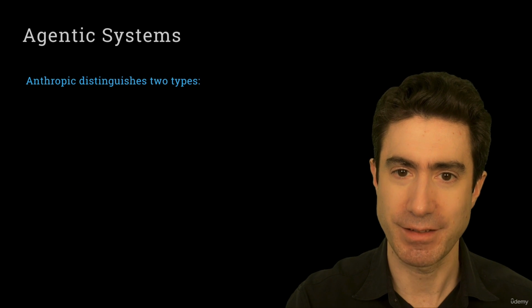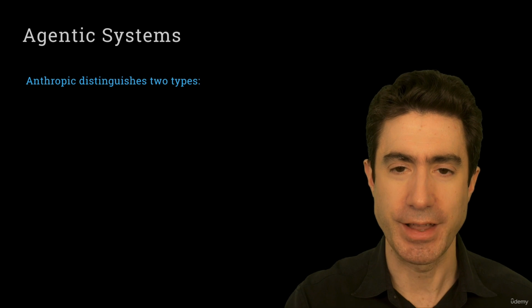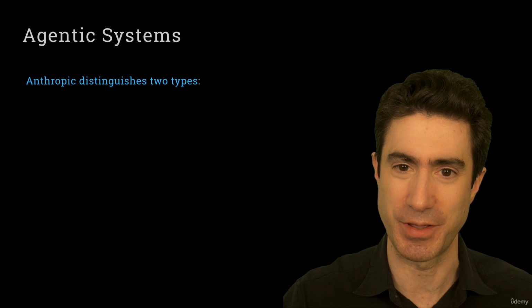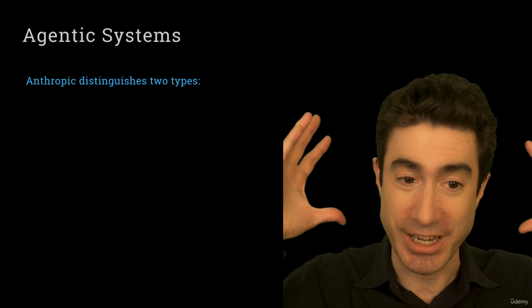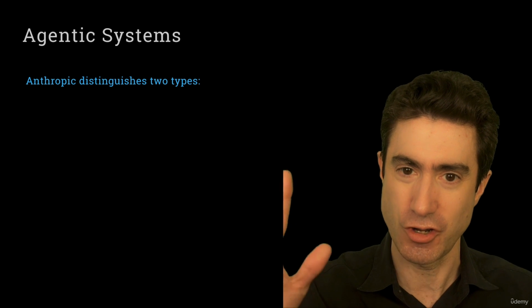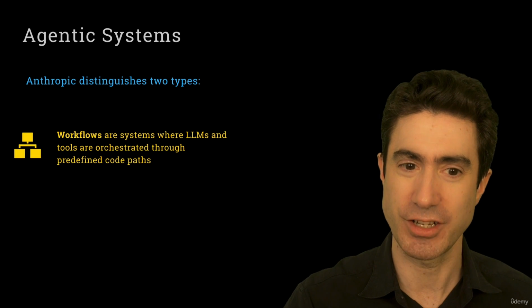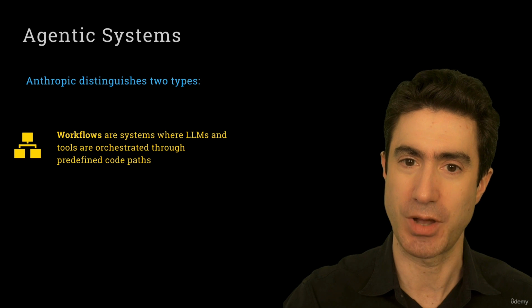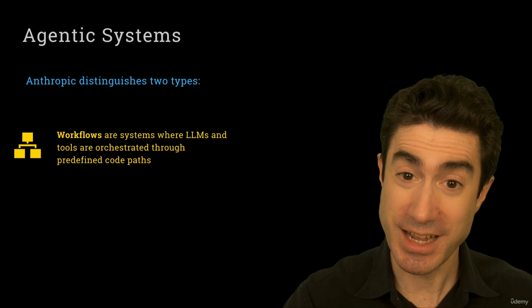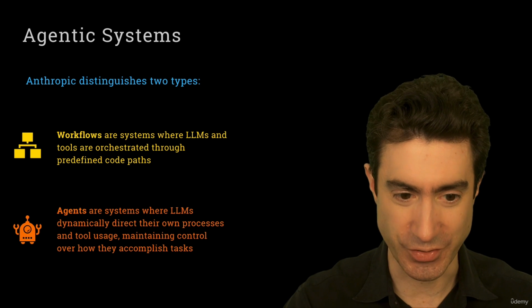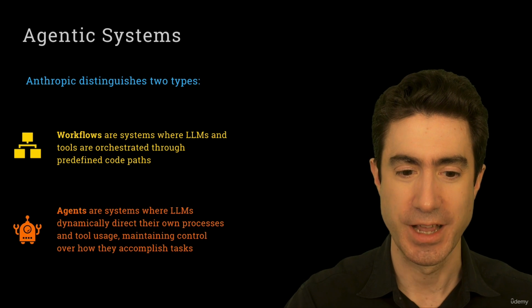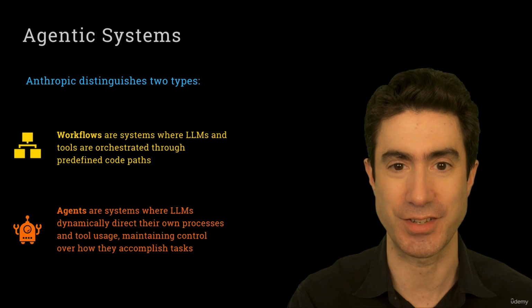And in that blog post, they distinguish two types of what they call agentic system. This is their terminology, but they would say there's this umbrella term, agentic system, and under that umbrella term there are two different categories. One category is called workflows, and these, as it says, are systems where models and tools are orchestrated through predefined paths. And they delineate between that and something called agents.